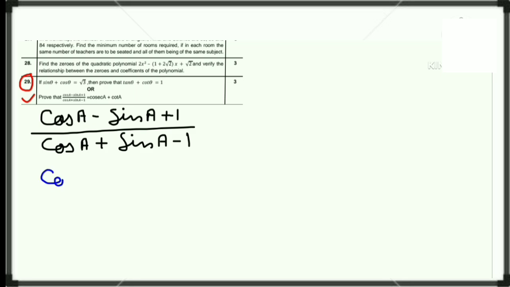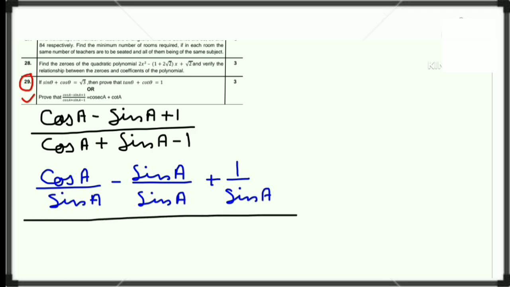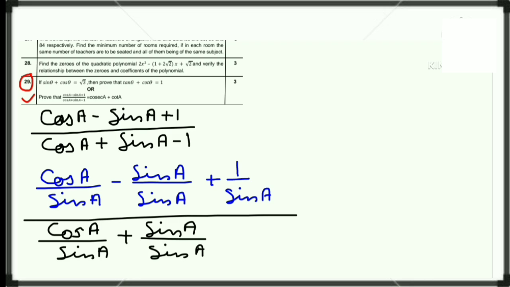So, cos A divided by sin A minus sin A divided by sin A plus 1 also should be divided by sin A. Similarly, all terms in denominator also should be divided by sin A. Cos A divided by sin A plus sin A divided by sin A minus 1 divided by sin A.